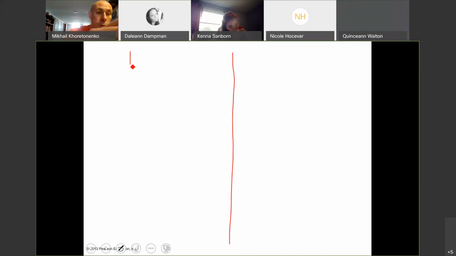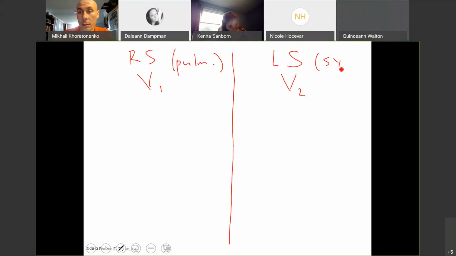So, right side, left side. That's going to be volume 1, volume 2. Normally, when everything's fine, V1 and V2 are the volumes pumped through the right side, which is the pulmonary circuit, and the left side, which is the systemic circuit. These volumes pumped through the pulmonary and systemic circuits, how do they relate to each other? They're the same.